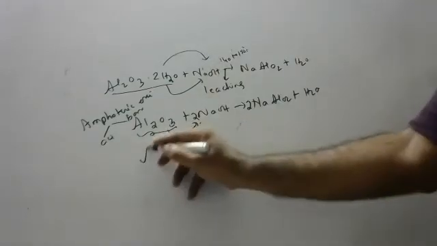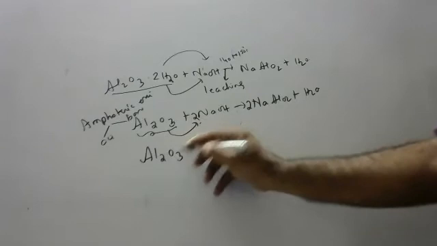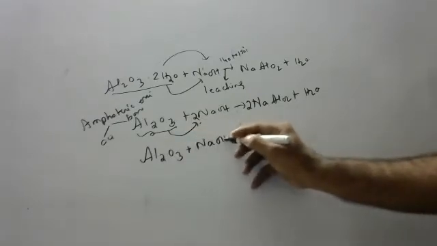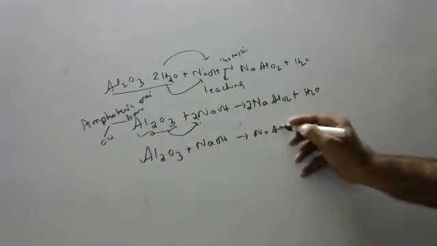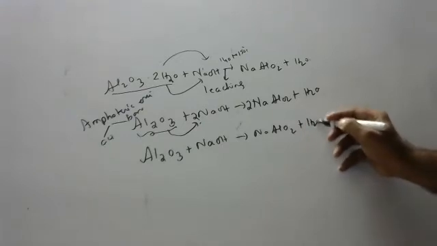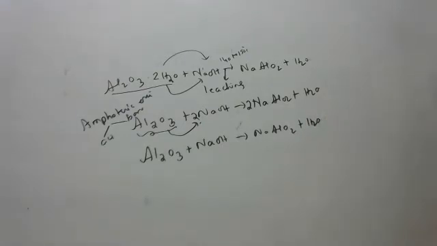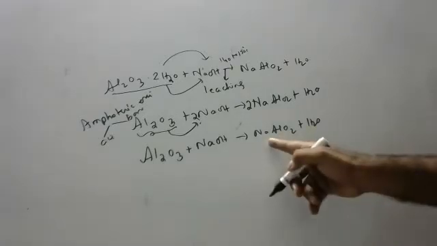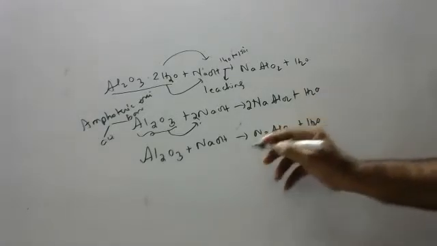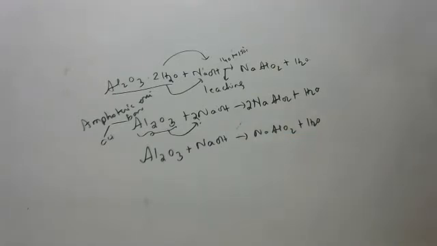If you didn't understand what I'm saying, take alumina and heat it with caustic soda. What do you get? NaAlO2 plus H2O. This is called sodium aluminate, NaAlO2.